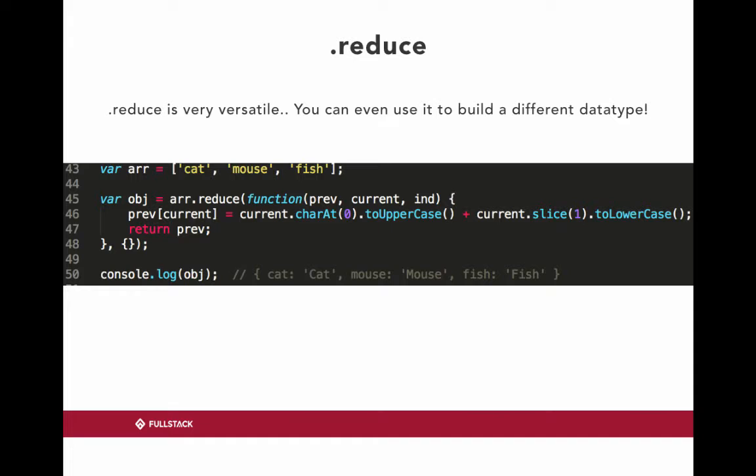Jess, do you have a question? And so then the next time through, our object just looks like this. It has a little cat and a big cat. And then prev is cat, cat. Current is mouse. And so then we say prev at little mouse is capital mouse. And then we return that. So then the third time through, we just add the fish. Same deal, repetitive. Questions on this example?